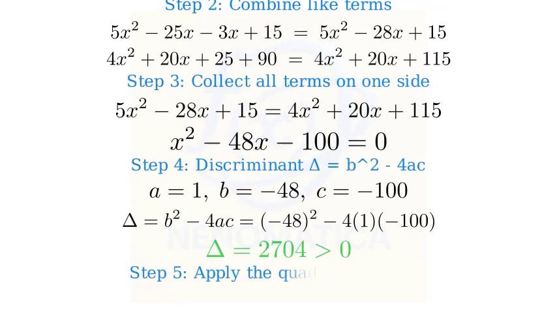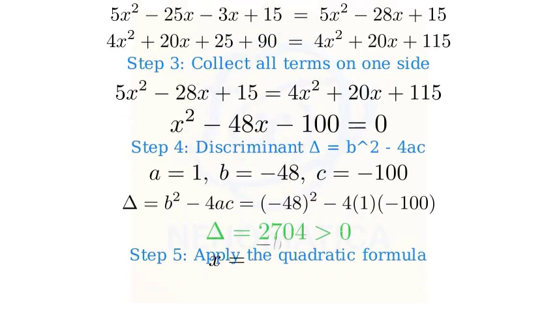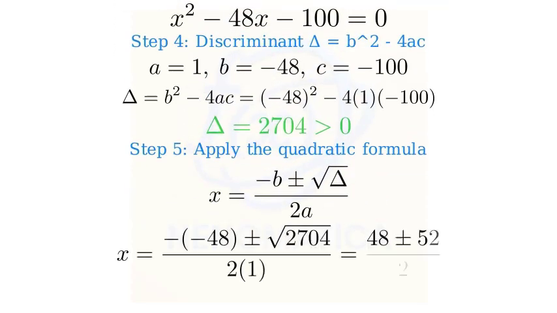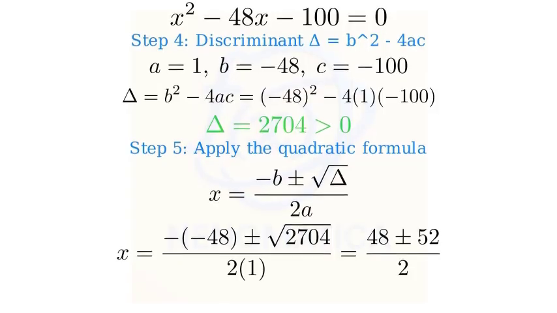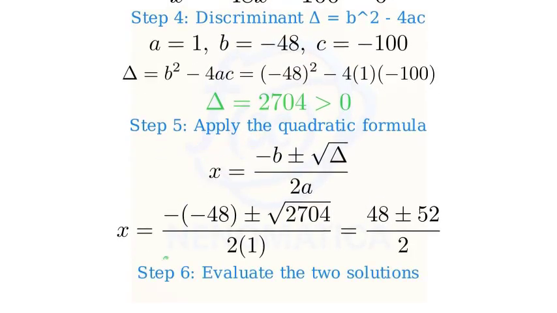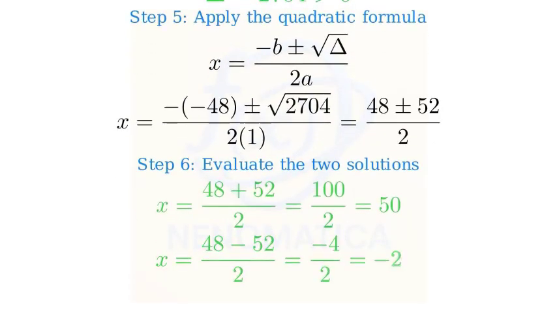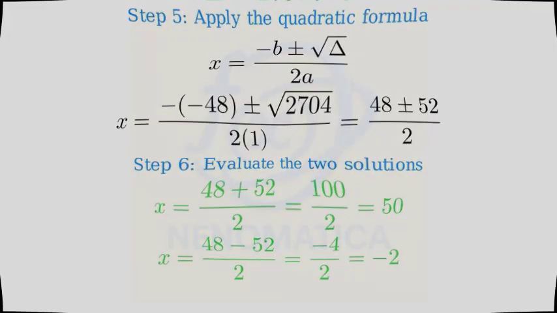Step 5. Use the quadratic formula. X equals negative b plus or minus the square root of delta over 2a. Substituting numbers gives x equals 48 plus or minus 52, all over 2. Step 6. Compute both roots. First, x equals 48 plus 52 over 2, which is 100 over 2 equals 50. Second, x equals 48 minus 52 over 2, which is negative 4 over 2 equals negative 2.